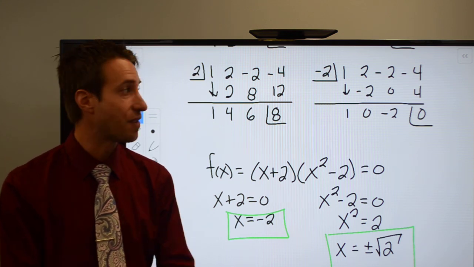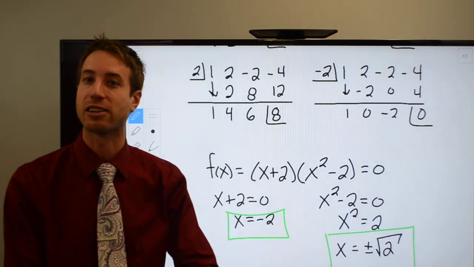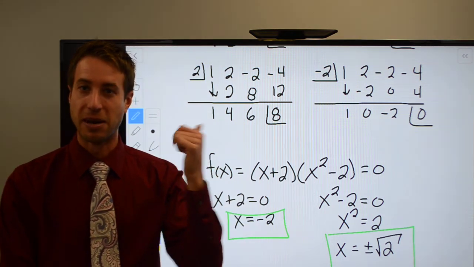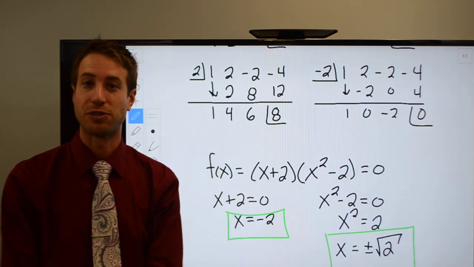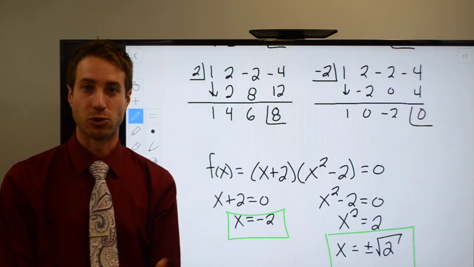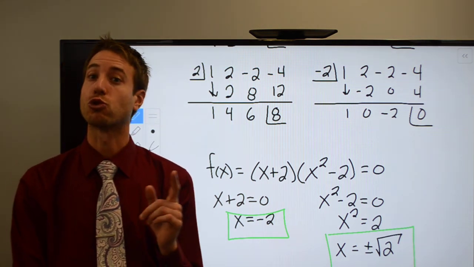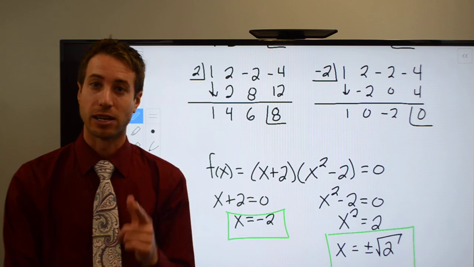You just worked through a very, very difficult problem systematically using the rational zeros theorem and the factor theorem of polynomials. Well done, guys. Head on over to the next page of notes. We'll try one more of these together, so I'll meet you over there.